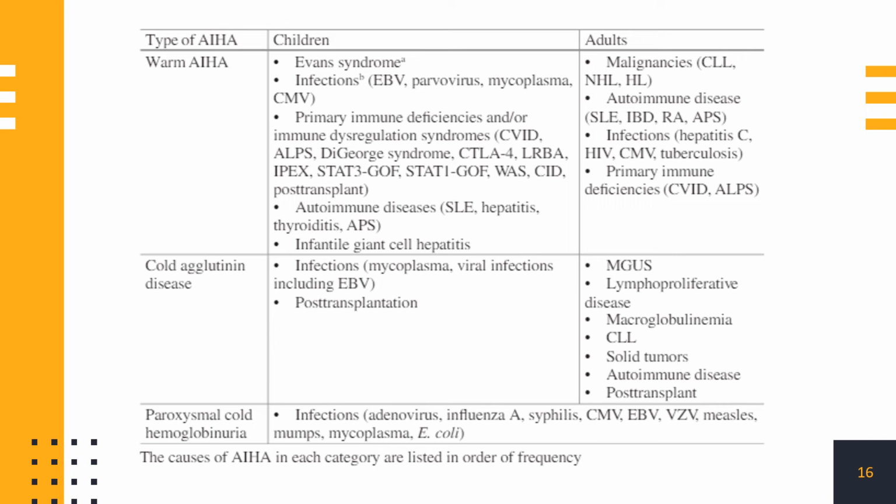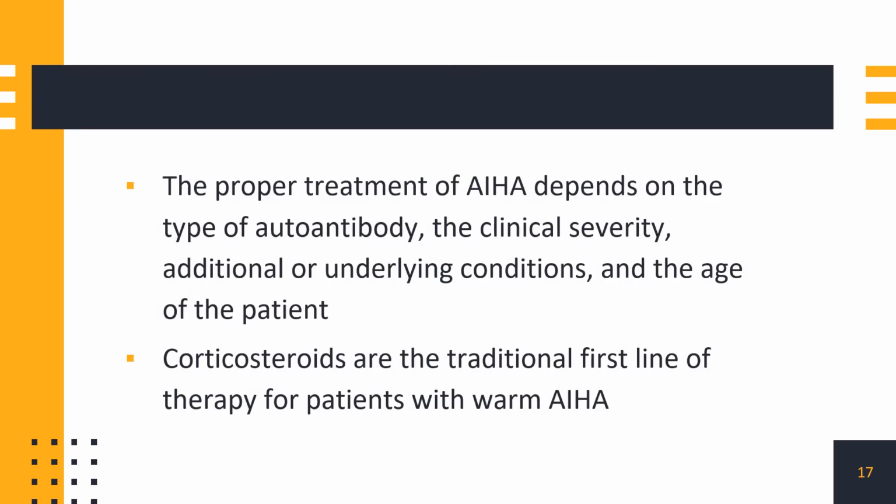Here is a table showing the causes of secondary autoimmune hemolytic anemia. The type of autoimmune hemolytic anemia is illustrated, and what types of condition occur in the pediatric age group versus those in the adult population. The causes of the autoimmune hemolytic anemia in each category are listed in order of frequency. The proper treatment of autoimmune hemolytic anemia will depend on the type of autoantibody, the clinical severity, additional or underlying medical conditions, as well as the age of the patient. Corticosteroids are the traditional first line of therapy for patients suffering from warm autoimmune hemolytic anemia.